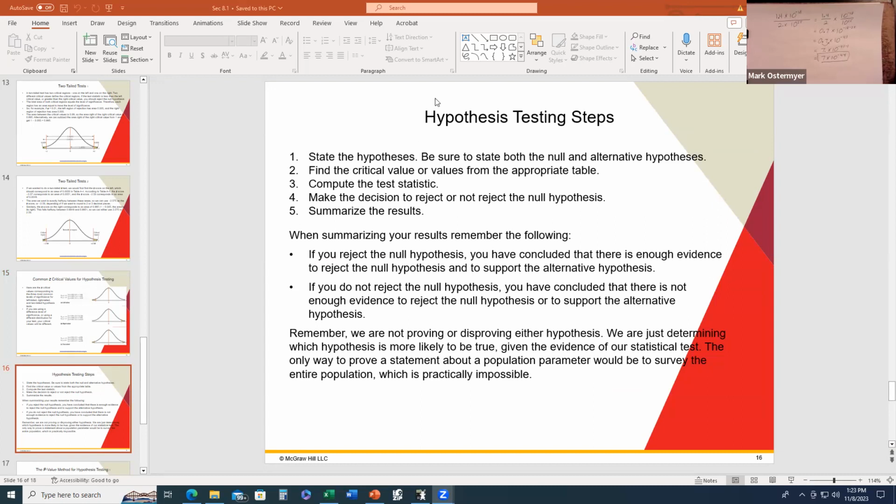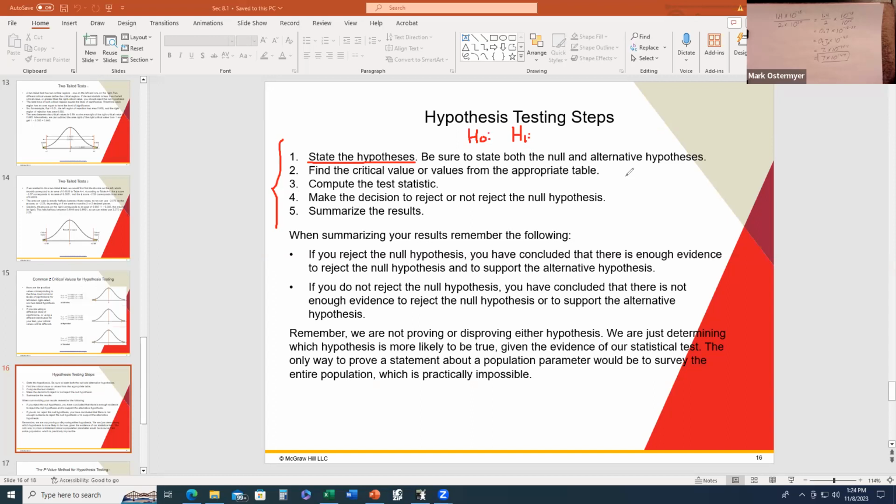All right, so ladies and gentlemen, there are 5 steps when we conduct hypothesis testing. Step number 1, we need to clearly state what hypotheses we are testing. You need to clearly state your null hypothesis, and you need to clearly state what your alternative hypothesis is. Step number 2, we then want to find the critical value or values for our rejection versus acceptance region of our hypothesis test.